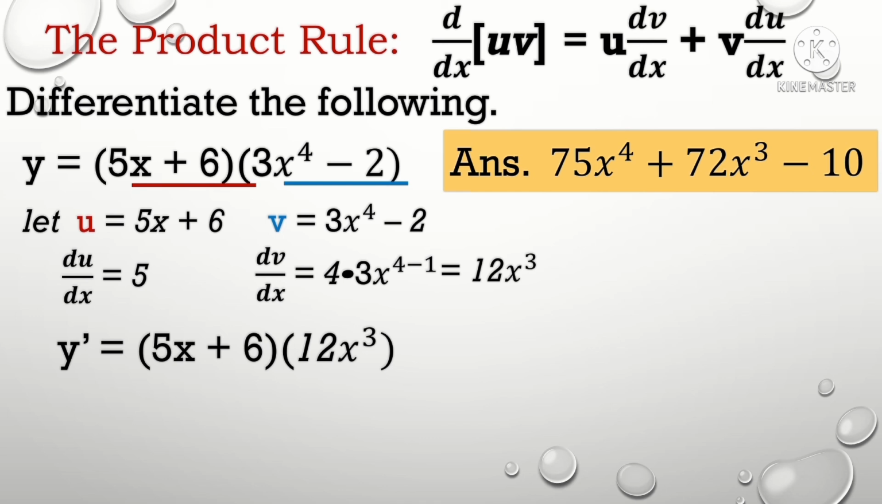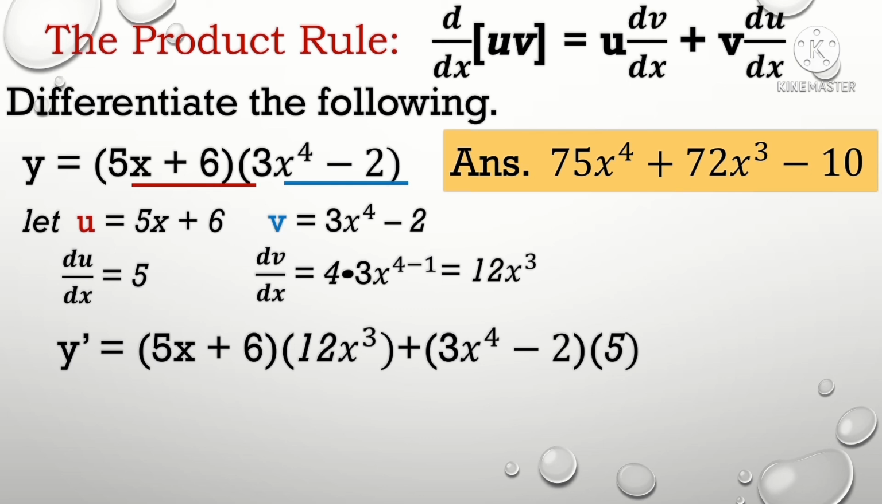Let's proceed to plus v. So plus v, ang v po dyan, ang v mo dito, nandito na po sa representation mo, 3x raised to 4 minus 2. So plus, just copy plus, your v is 3x raised to 4 minus 2 times the derivative of u, which is 5. Yan. So we're done with the substitution.